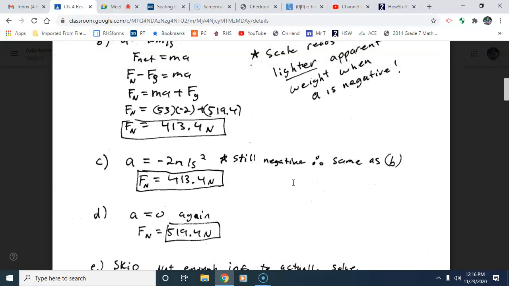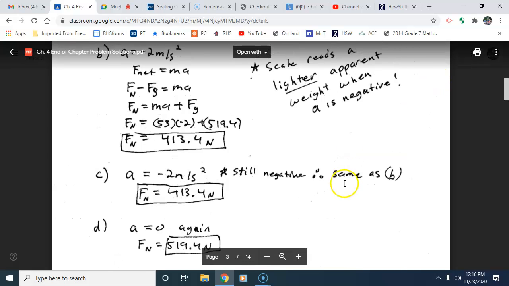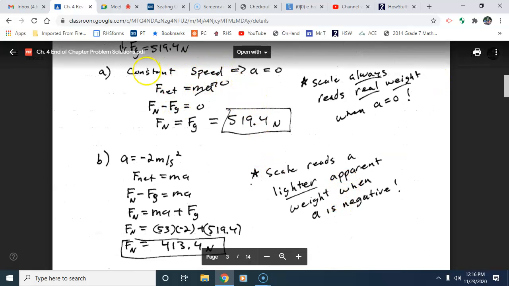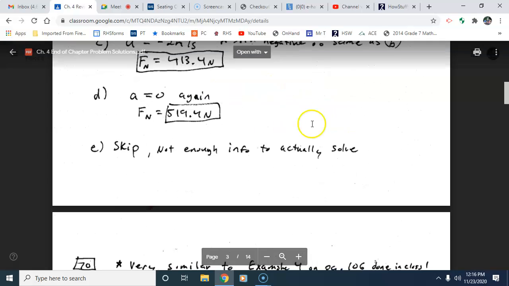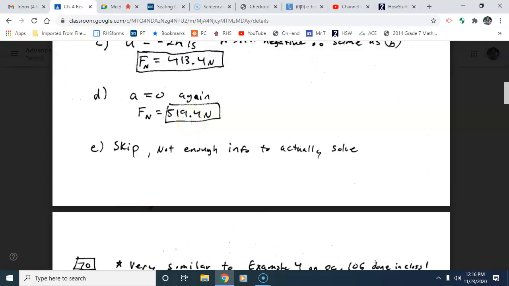In part D, it's moving downward at a constant speed. I don't care if it's upward or downward. If it's constant speed, that's equilibrium, right? And that would be the same answer as constant speed moving upward as in part A. Up or down doesn't matter with constant speed. And so it again would be 519.4.